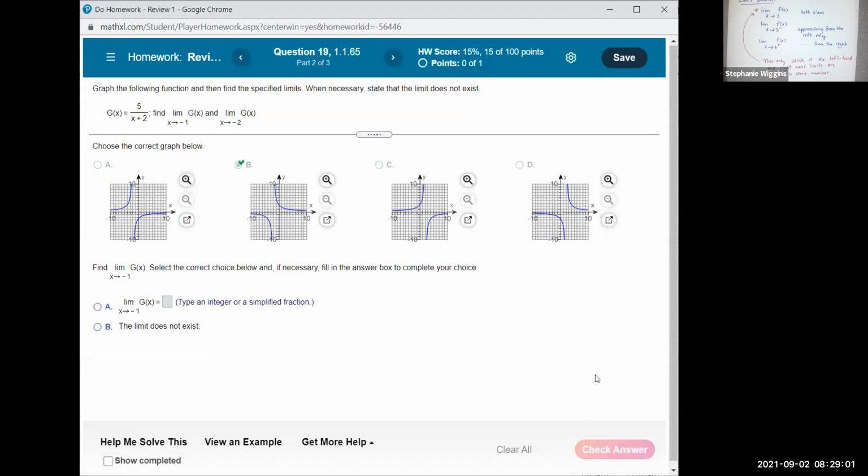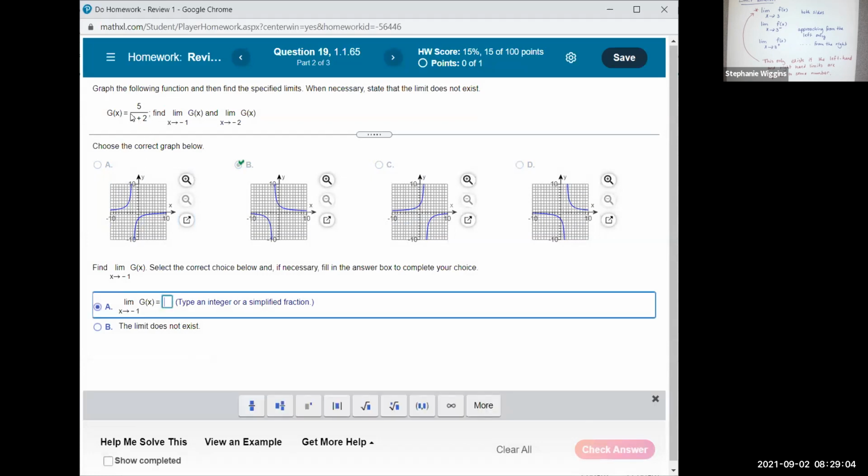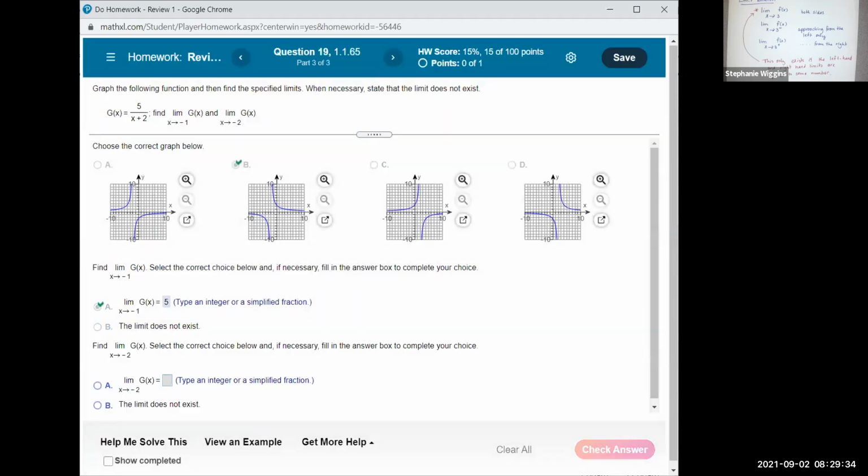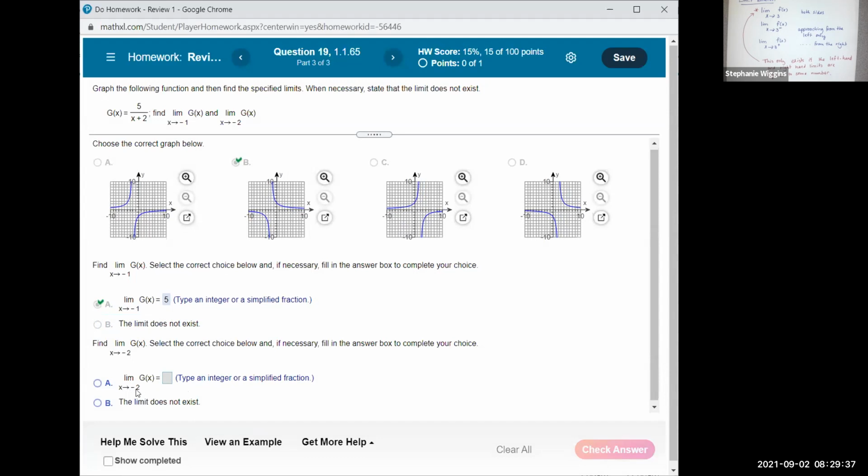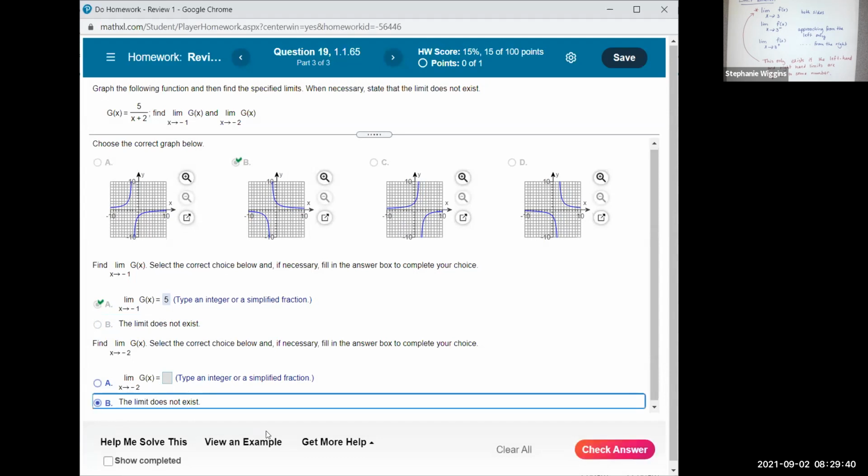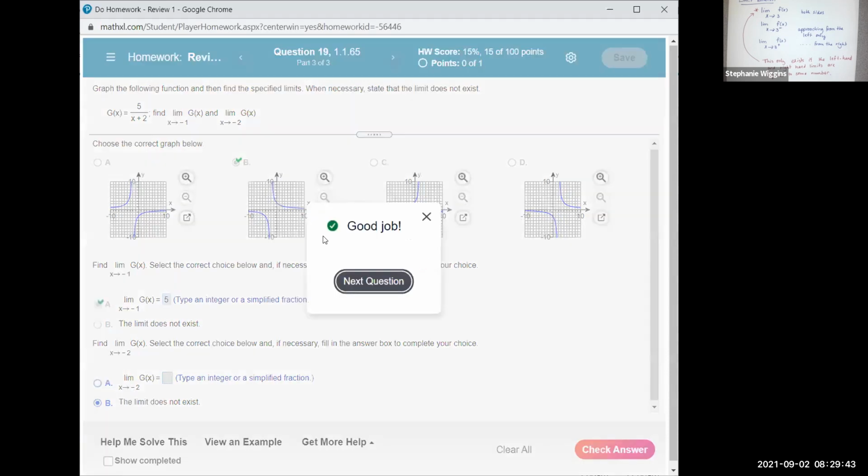And then you can just plug in -1 for the limit. 5 divided by -1 plus 2, which is +1. So 5 divided by 1 is 5. That's the limit. So when you're solving limits algebraically, as long as the function is defined at that point, you just plug the number in. That's all. Here, plugging in -2, remember, we can't do that. The limit does not exist at -2.